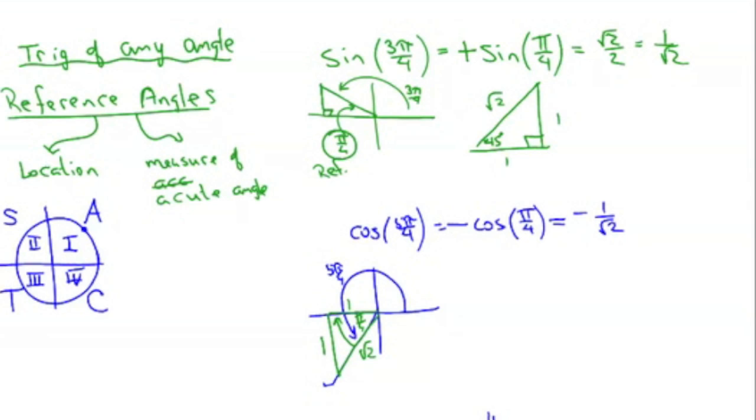So far, so good? Wouldn't you put it as negative square root of 2 over 2? You can. Yeah, this is exactly the same as negative square root of 2 over 2 after you rationalize it. But if you want to leave it as negative 1 over square root of 2, that's perfectly fine. Just got to be careful. My answers are usually rationalized, unfortunately.